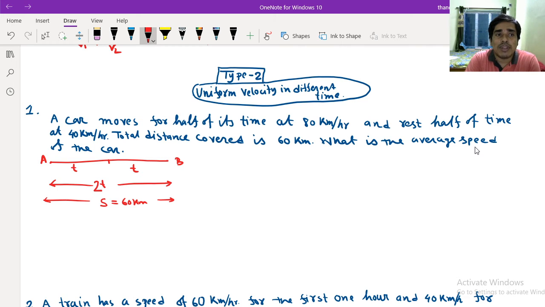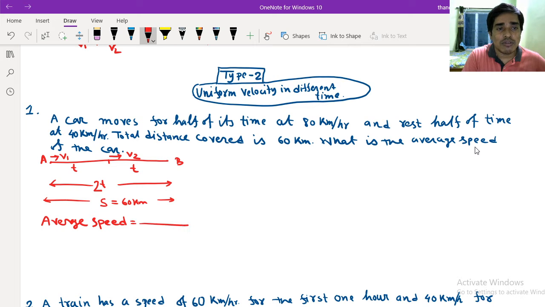Now you have to calculate: in this case, for half the time the car is going with velocity V1 and for the other half with velocity V2. Then average speed equals total distance divided by total time.